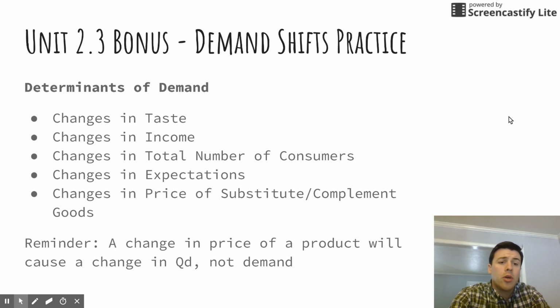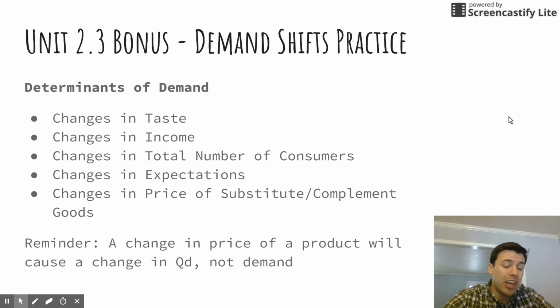So just as a quick recap, if it's been a little while since you watched the first video on this, here's a list of the determinants of demand, the different things that could possibly change it: change in taste, that's popularity; income; changes in total number of consumers; changes in price expectations for the future; and changes in the price of related goods, substitutes or complements.